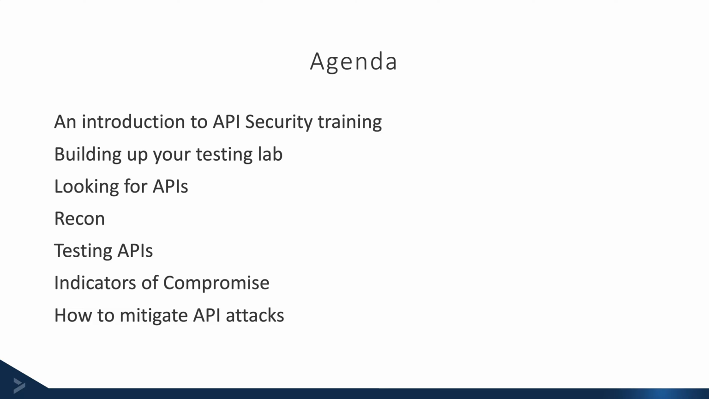For the video series, we're planning on a series of trainings that allow for you to understand what an API is, instrument yourself with a lab so that you can test your APIs, understand how finding APIs is important, and different kinds of recon techniques that you can perform in order to look for APIs for your organization. We're going to be testing APIs with various different tools, as well as understanding indicators of compromise within your APIs. Finally, we're going to show you how to mitigate some of the attacks against the APIs your organization might have.